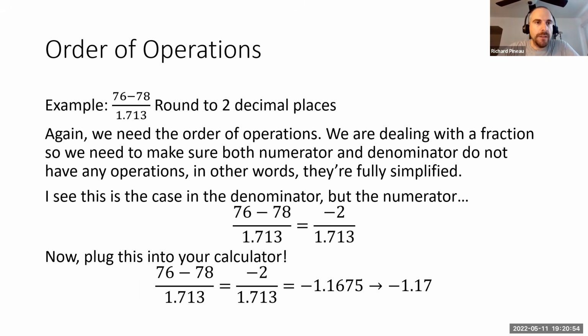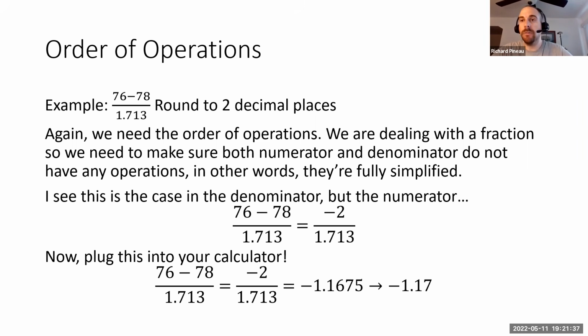Okay, here's another one. So we have 76 minus 78, over 1.713, and we want to round this to 2 decimal places. What you'll notice is we need the order of operations because we're dealing with a fraction. We need to make sure both the numerator and the denominator do not have any operations in them. In other words, they're fully simplified. It's a number over a number. What you'll notice is we don't have that here. If you look carefully at the numerator, I have 76 minus 78. I have to do something with that. If you look at the denominator, it says 1.713. Well, there's nothing I can do with that. It's in its most simplified form. So what I do is I first do the 76 minus 78.